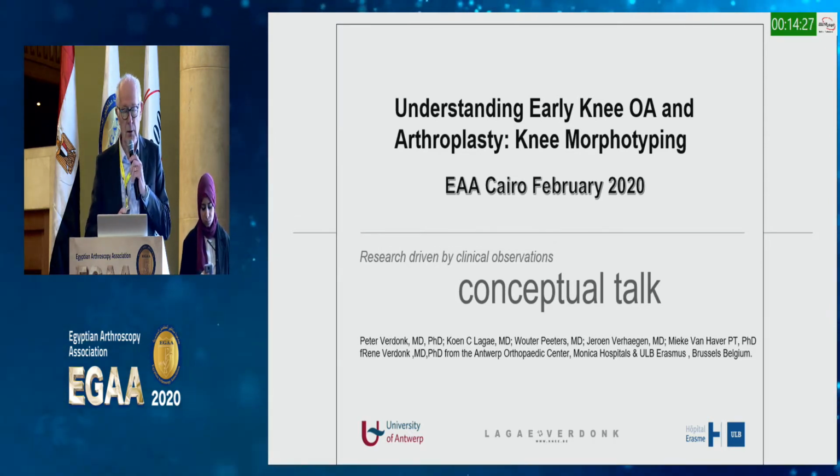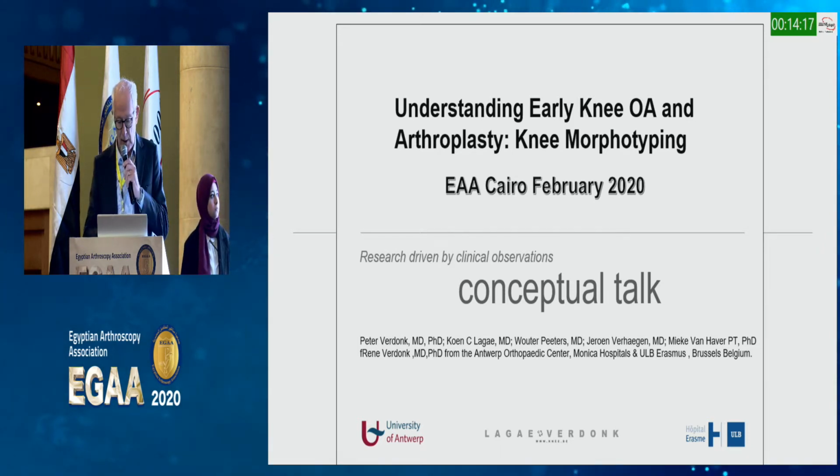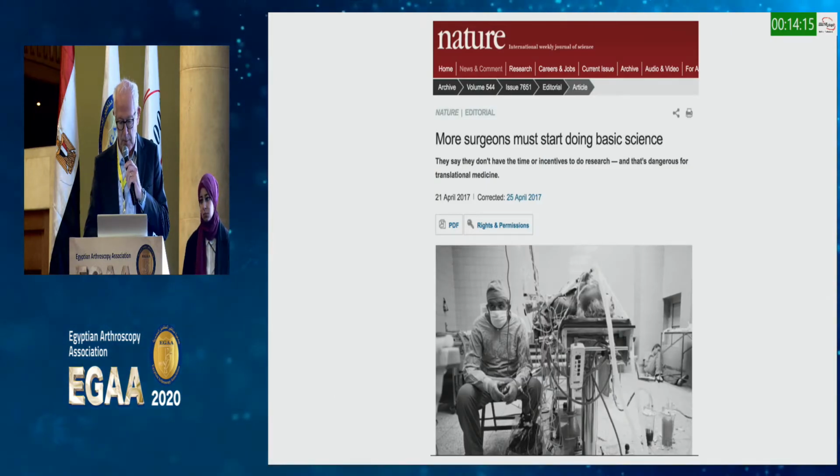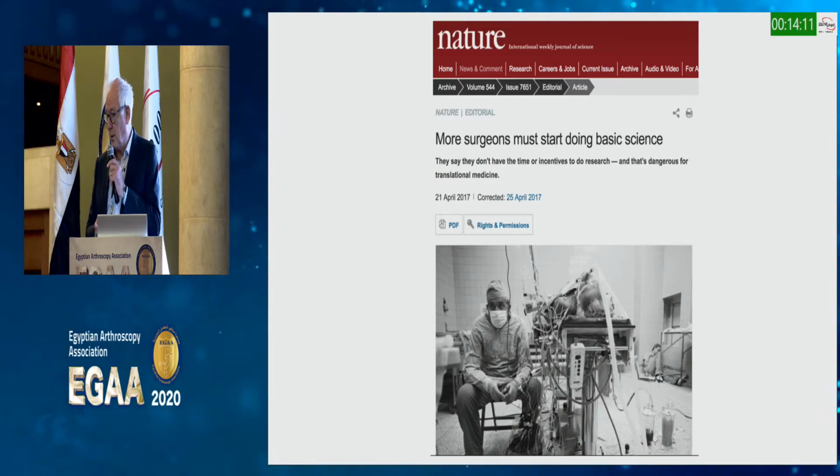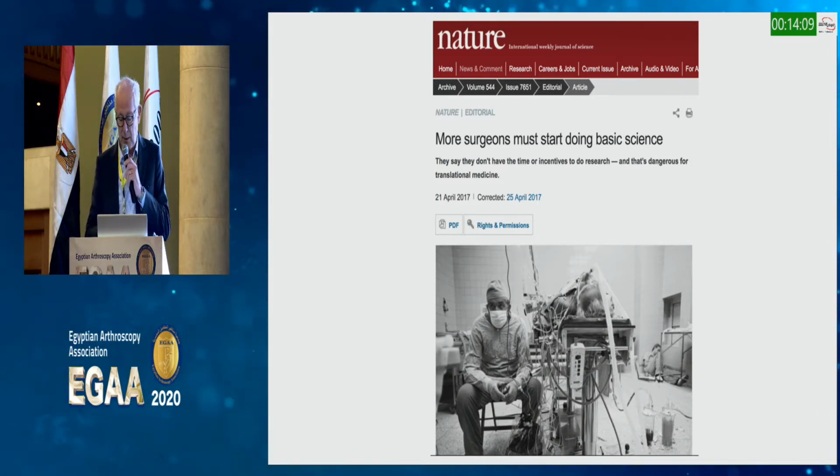And it involves the way you take care of these patients, and it involves the development of arthritis, as we've been seeing earlier this morning. And we are tough in surgery, but we really need sometimes to think about basic science as well, and this talk goes into that subject.